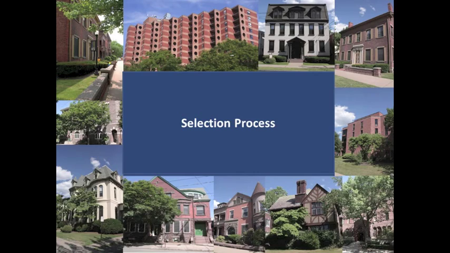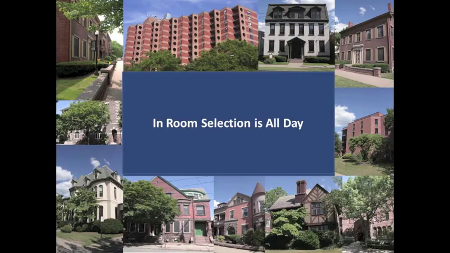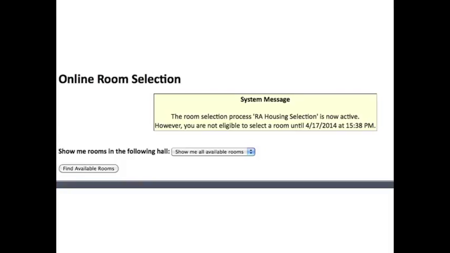To begin the selection process, go to the Room Selection tab and select a room or suite. If you intend to keep your room, only one roommate needs to log on before 4 p.m. on April 22nd and select to keep the room for your roommate group. Students participating in the in-house or open lottery process are given set times so they can select their room. If you are eligible for selection but not at this time, you receive a system message like this.